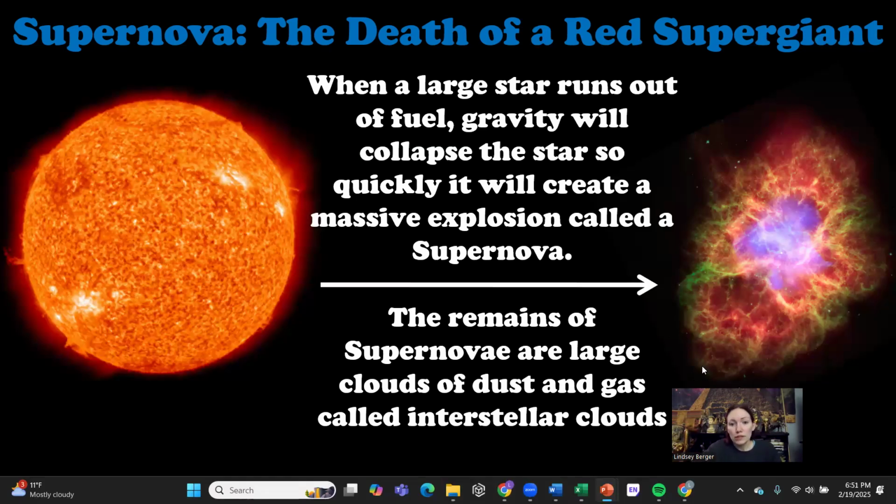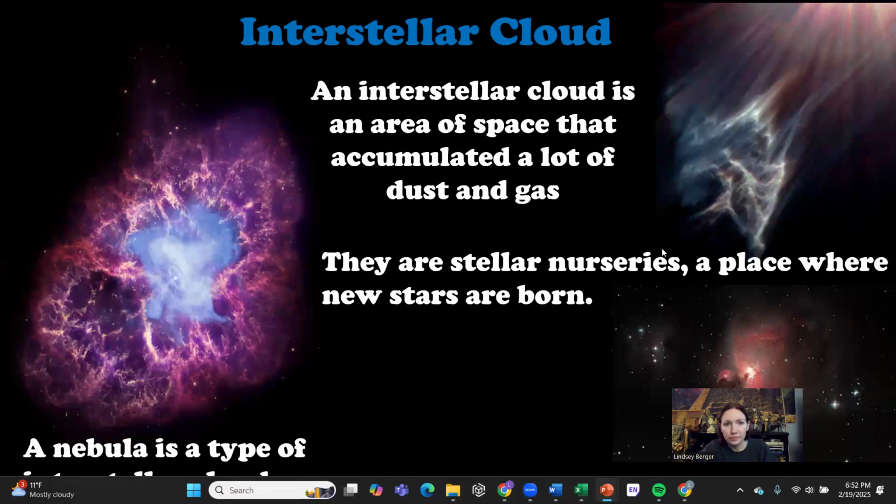Okay, so when this supernova happens, the star runs out of fuel, it collapses, it explodes. It sends remnants of the star, dust, gas, different types of elements, all through the area. And this is called an interstellar cloud, this whole big grouping of dust and gas. So this interstellar cloud, there are a ton of different ones out there. One is the different types of nebulas. We'll get into those later on as well.